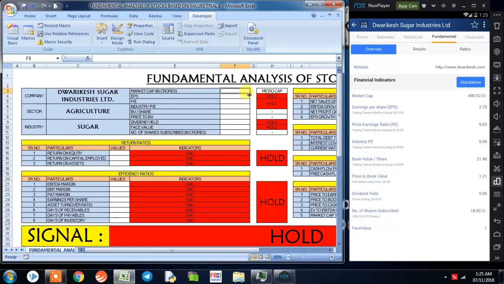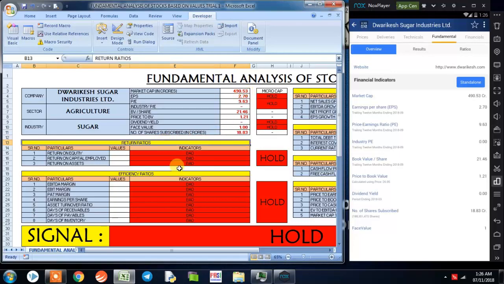The first is market cap, which is 490.53 crores. Earning per share is 2.7. Price to earning ratio is 9.63, whereas industry PE is not rated, so 0. Book value per share is 21.46. Price to book value is 1.21. Dividend yield is 0. Face value is 1. And number of shares subscribed is 18.83 crores.